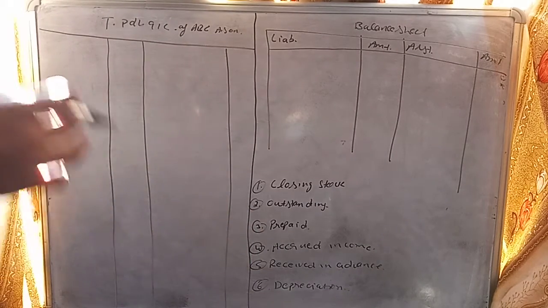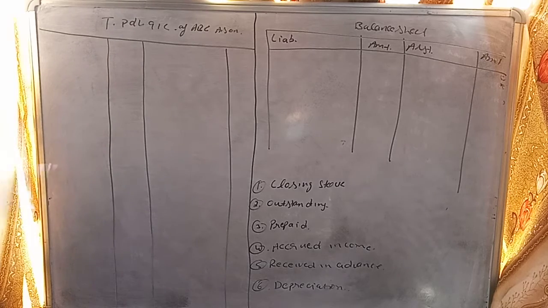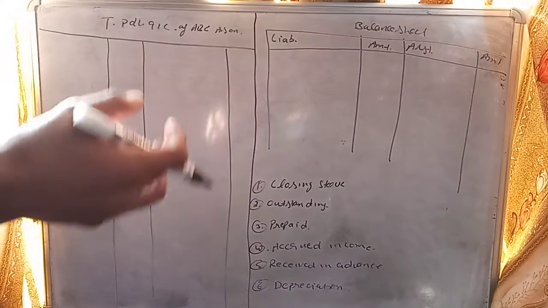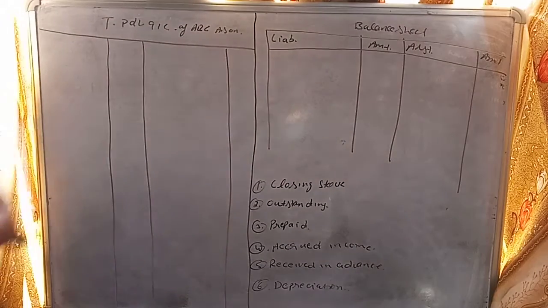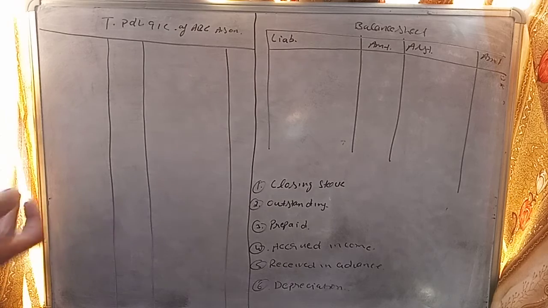Basically, this is a very simple and easy concept. So please focus. Let's start from the first one. This is the closing stock. You know very well the stock that remains left unsold with us at the end of the year, that is called closing stock.